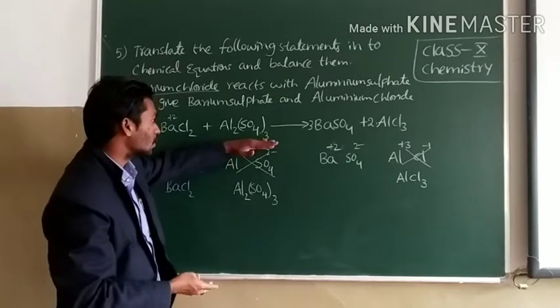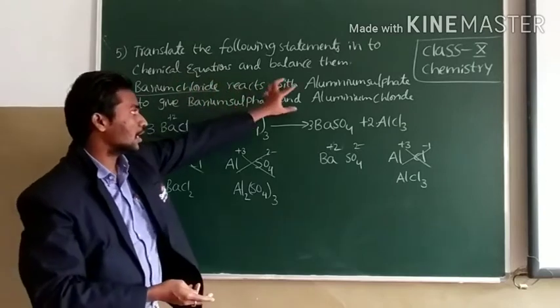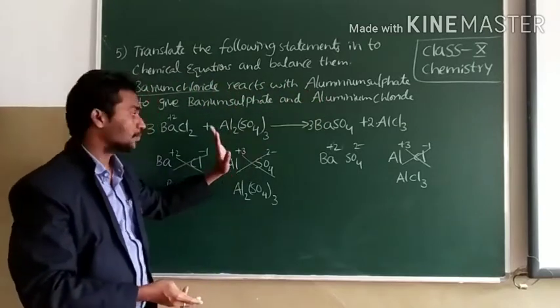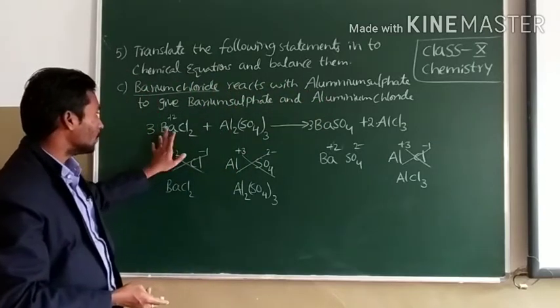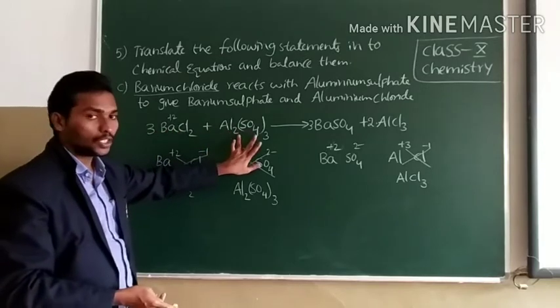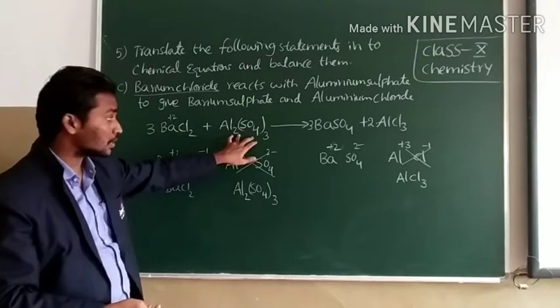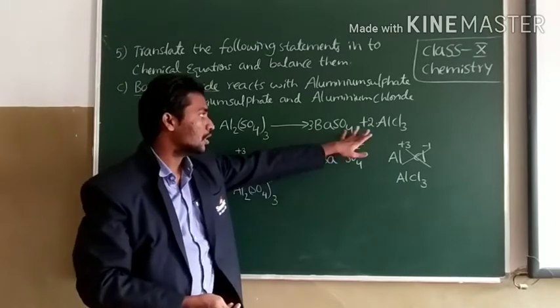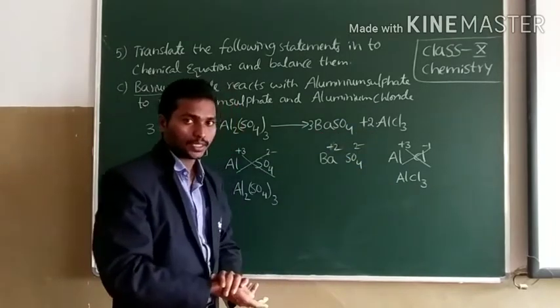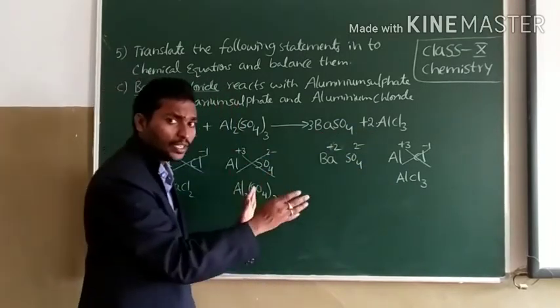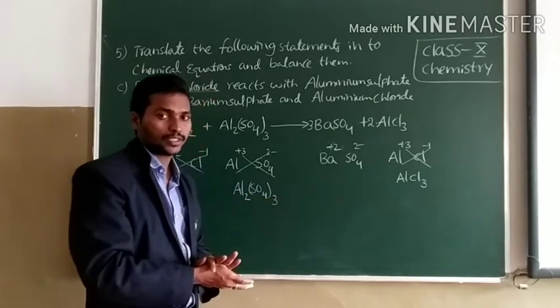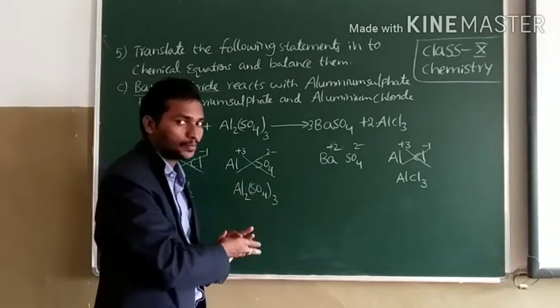So the balanced equation of barium chloride and aluminum sulfate is 3 BaCl2 plus Al2(SO4)3 gives rise to 3 BaSO4 plus 2 AlCl3. This is the way we have to balance the equation, children. I hope you understand this.